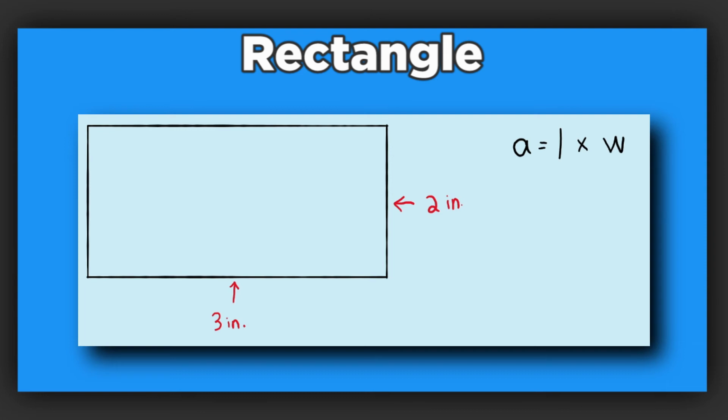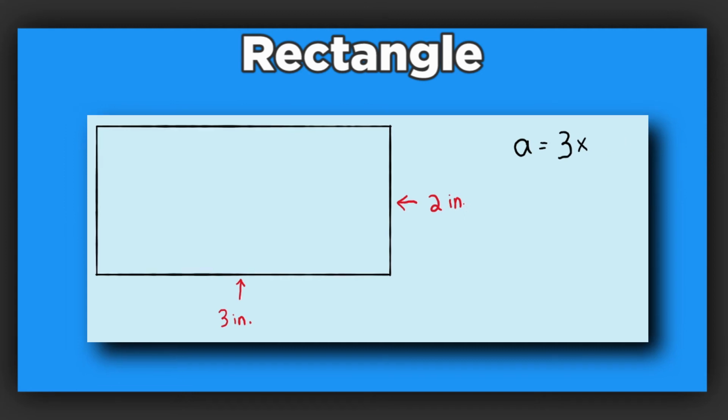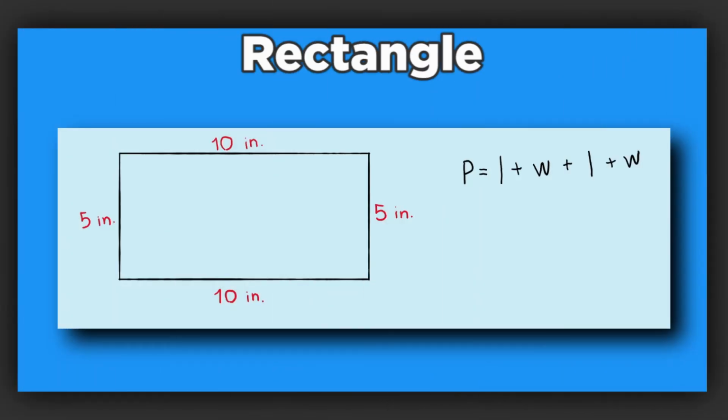Now we have to multiply these, so let's replace them inside the formula. We will remove L and you write 3, and we will remove W and write 2. 3 times 2 is 6. So the area of this shape is 6 inches square.